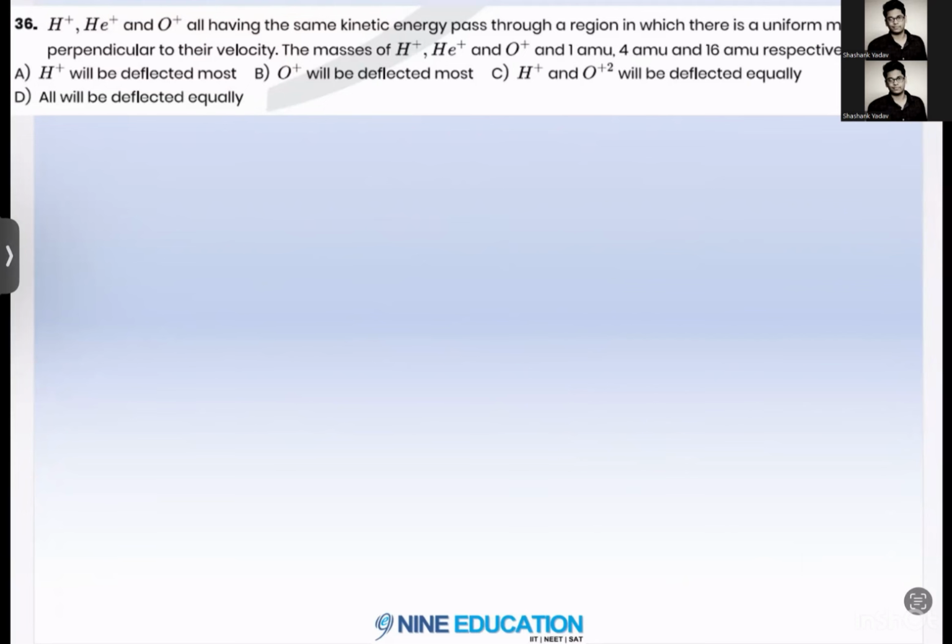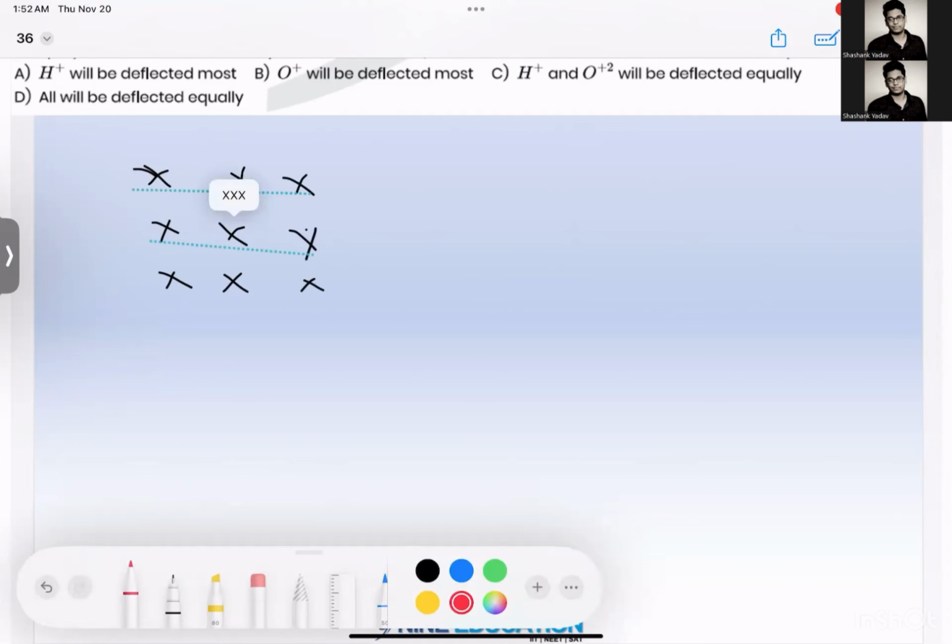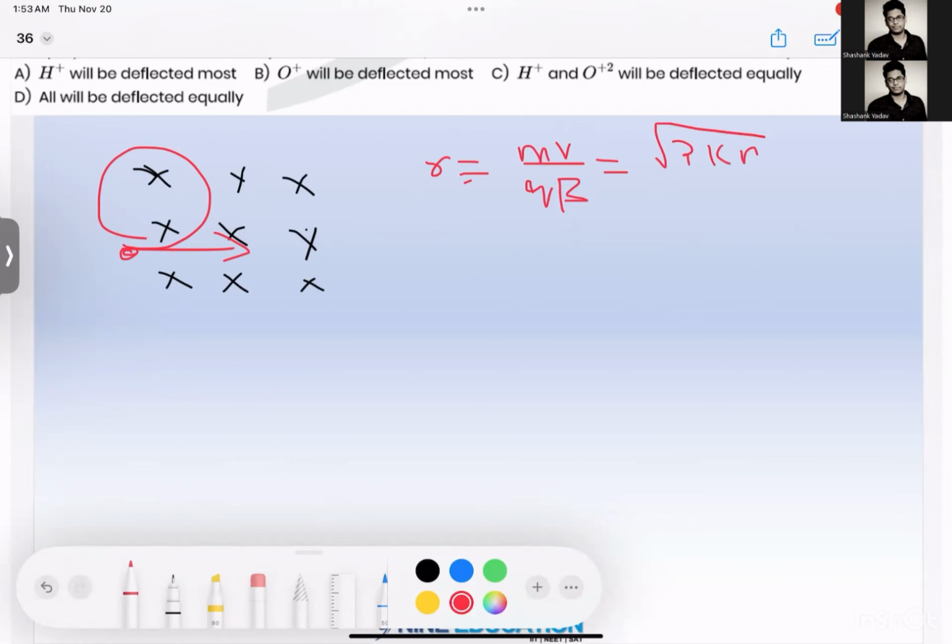Okay, here is the next question. Hydrogen plus, helium plus and oxygen plus all have same kinetic energy and are passing through a region of uniform magnetic field perpendicular to their velocity. We know that if a charge has a velocity perpendicular to a uniform magnetic field, it will experience a perpendicular force, and due to that it will perform a circular motion. The radius of this circular motion is given as mv by qB, or in the form of kinetic energy it is given as root 2Km by qB.